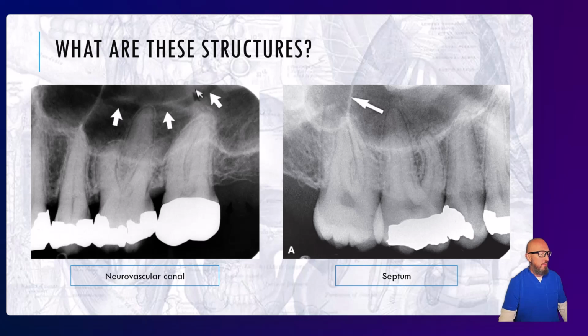All right, review of these structures. If you see a well-defined radiolucent line extending through the bone, good chance that's a neurovascular canal. Sometimes in the sinus, we get these well-defined straight lines that are just septations of bone, so a sinus septum, just little plates of bone that you may see.